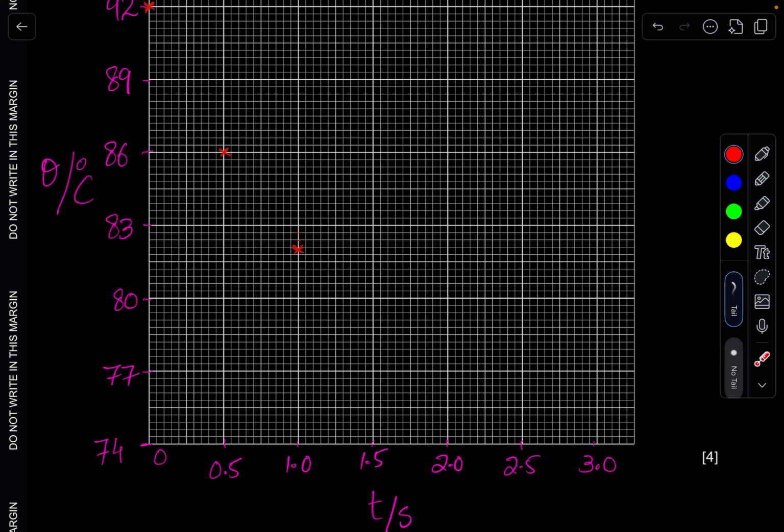Fourth coordinate is 1.5 and 79. So 79, this is 80. So you have to go more than 3 boxes down. 1, 2, 3, and more. Okay, so 1.5 is at this point, and it's 79. This is 80. 1, 2, 3, and a bit lower. So this will be the point.